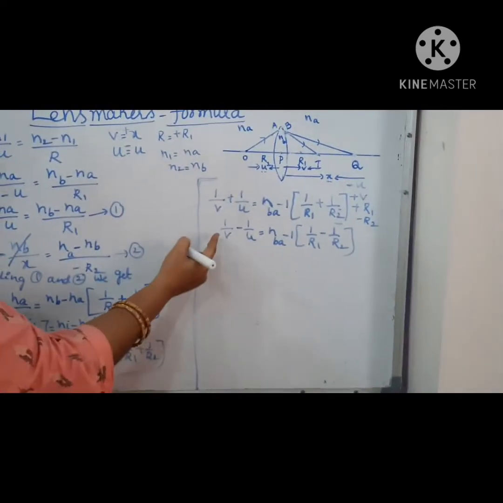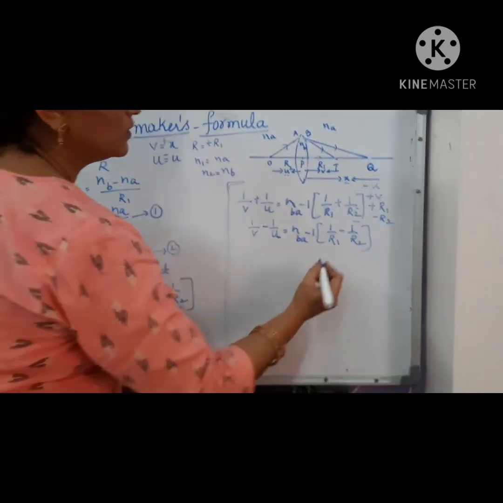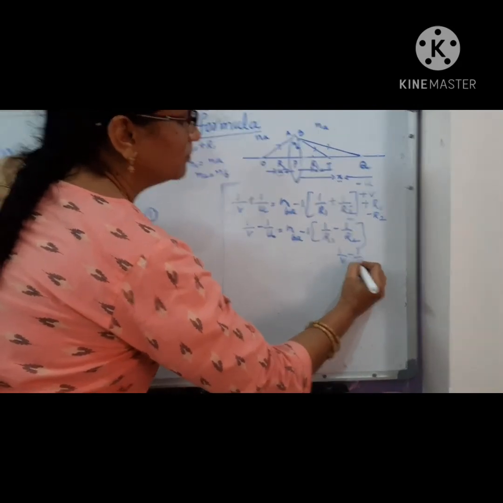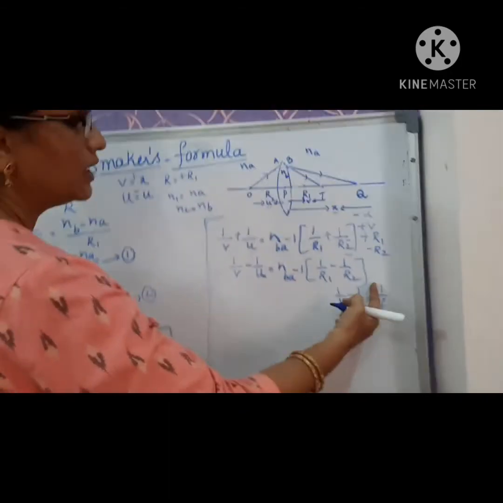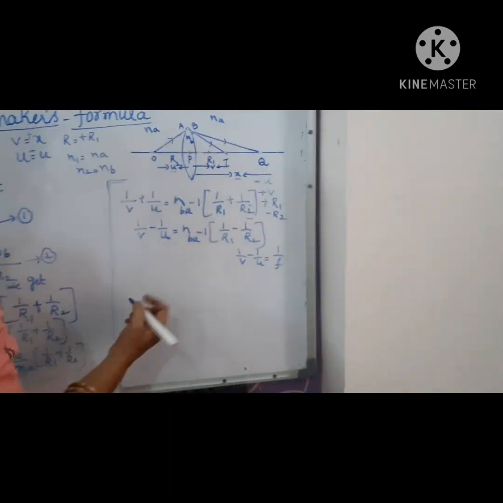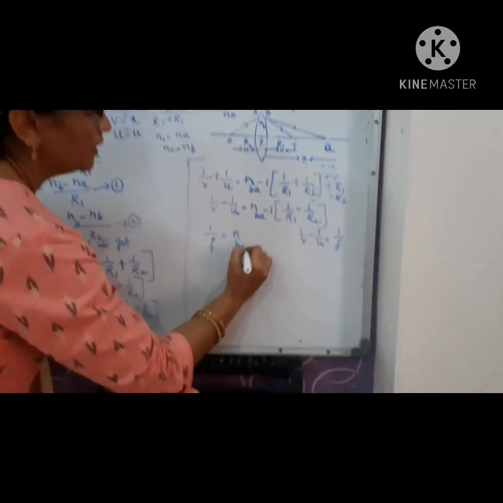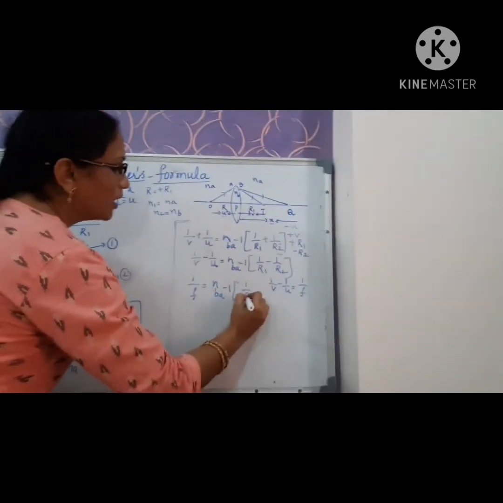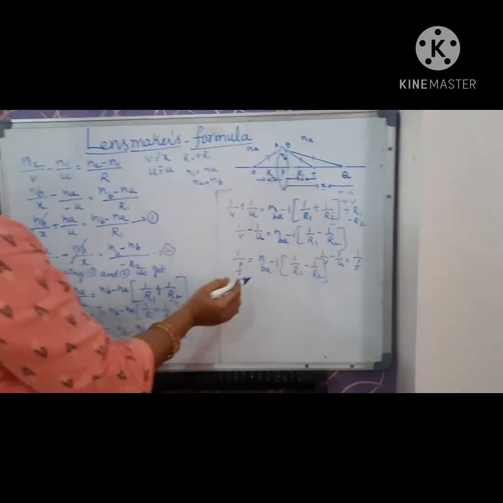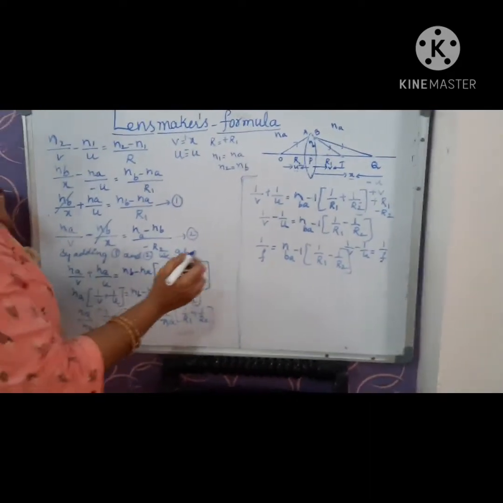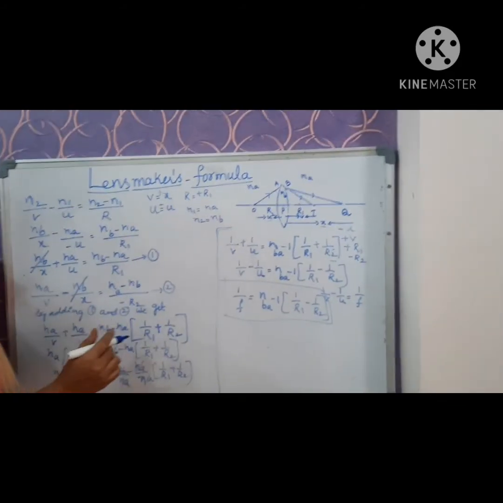As we know, 1 by V minus 1 by U is the lens formula. What is the value of 1 by V minus 1 by U? It is equal to 1 by f, which we already know. So by substituting the value of 1 by f instead of 1 by V minus 1 by U, we can write 1 by f is equal to Nba minus 1 into 1 by R1 minus 1 by R2. Children, observe carefully: the lens is kept in the air. So this formula is applicable only when the lens is kept in air.